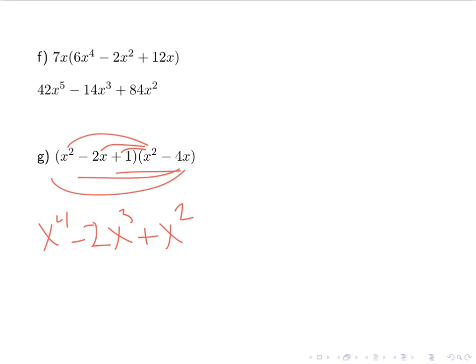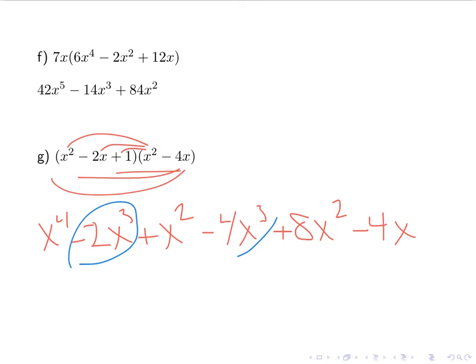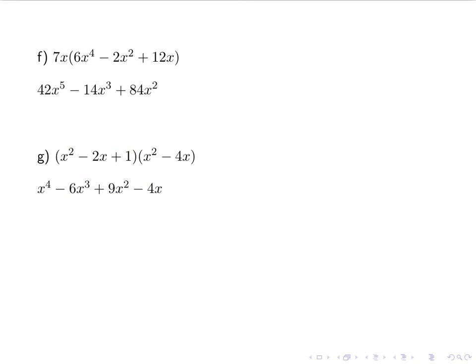And then I distribute my negative 4x, don't forget the negative. So negative 4x times x squared is negative 4x cubed. Negative 4x times negative 2x is positive 8x squared. And then negative 4x times 1 is negative 4x. And again, here we're going to combine like terms. So I have x cubed, and I have x squared, and I can combine those. If I do that, I end up with x to the 4th minus 6x cubed plus 9x squared minus 4x.